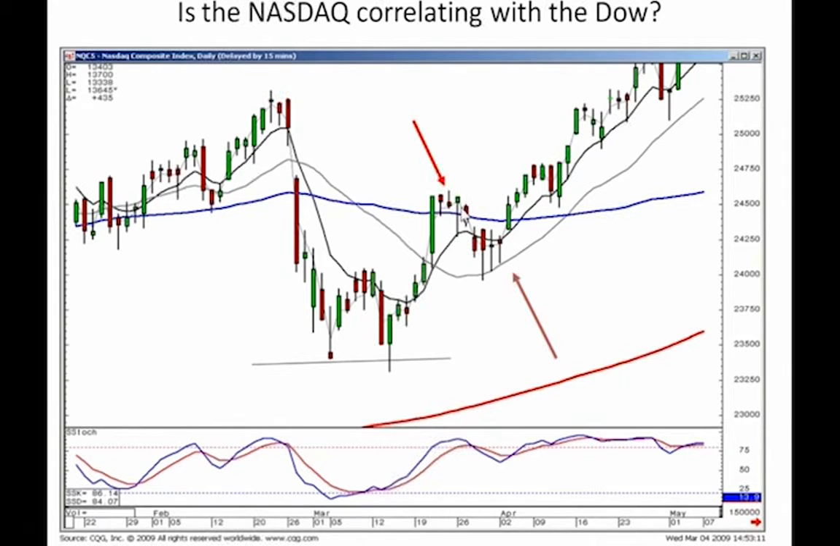Came up. Notice once we got up here to the 50, we had hanging man, shooting star, hanging man, bearish confirmation. Then notice what happened when they came back to the 20. Lots of tails down here.